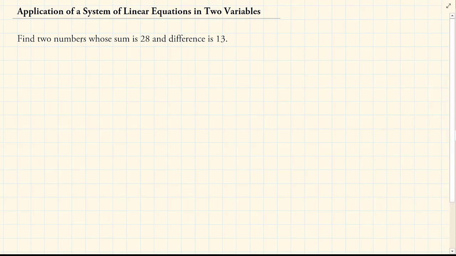So the first thing that we need to do in problems like this is to identify the unknowns. In this problem, the unknowns are the two numbers. And those unknowns, we will represent them using our variables. So let us represent the two numbers as x and y. So we let x be the first number, and we let y be the second number.